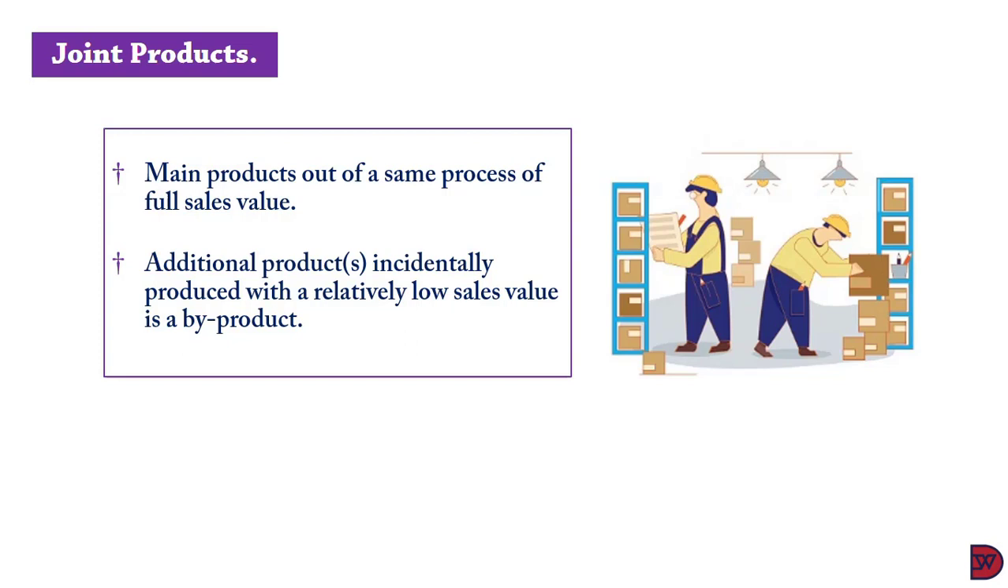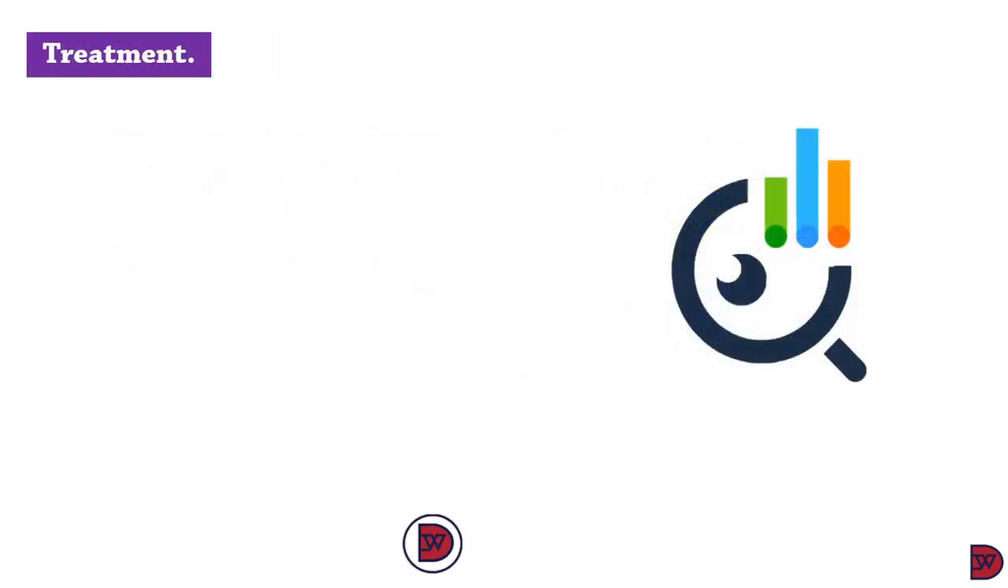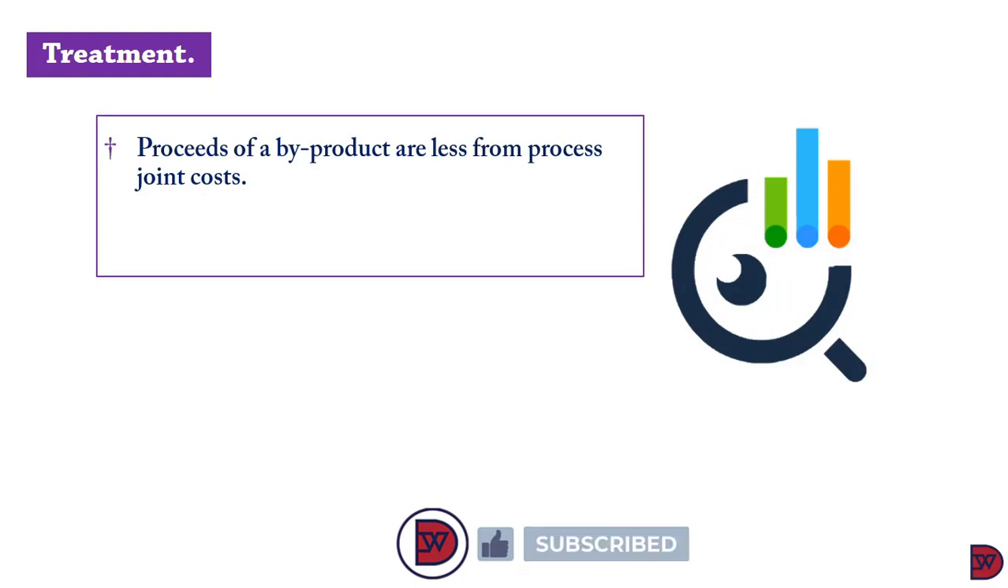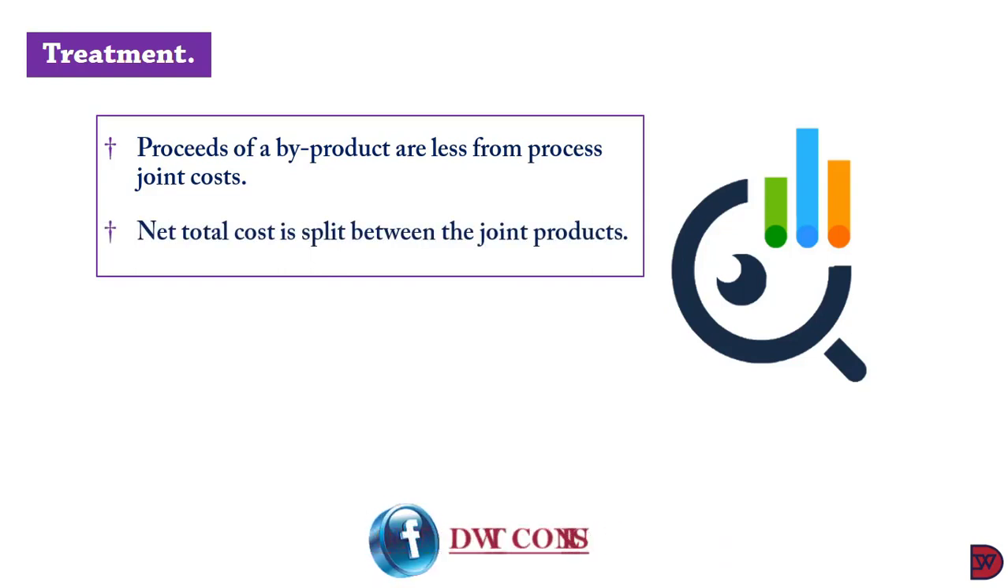So in a process, you can have the main product, that is the ones that the business is expected to sell. Then you have ones that are literally the waste product, but sometimes have a market value, of course lower than what the regular goods have. The accounting treatment is that the sales of any byproduct are to be deducted from the joint cost of the process. Then the resulting net cost is apportioned between the joint products.